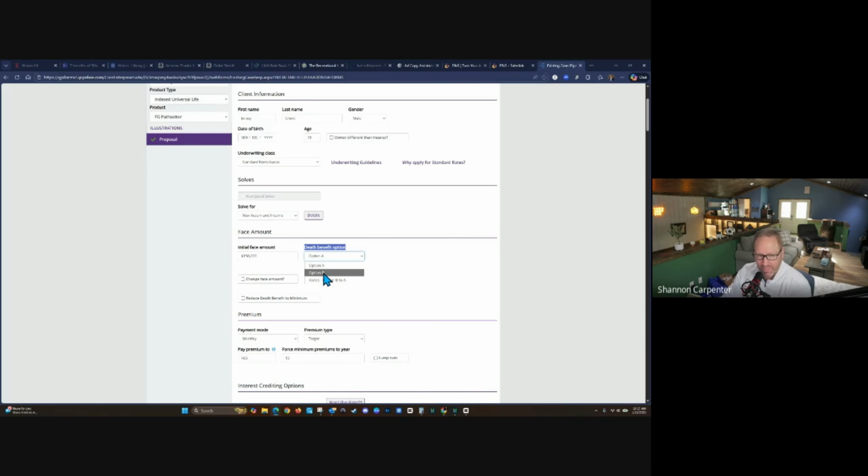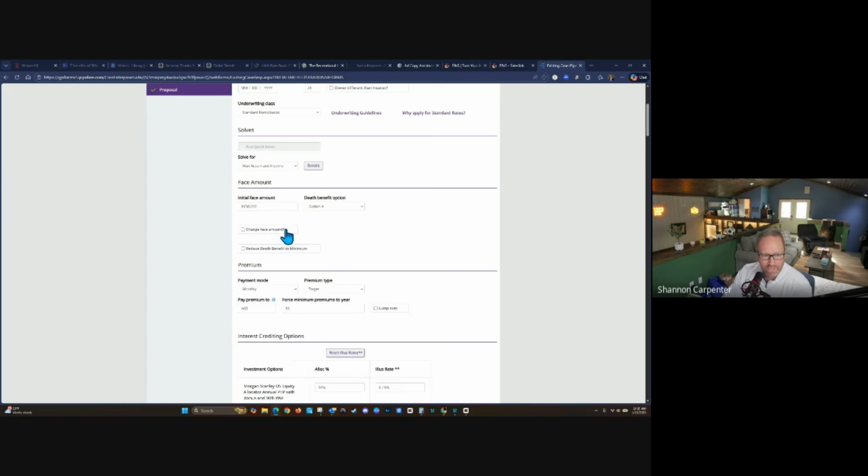B is increasing. And then if there is ever an option C, it's increasing to level. If there's ever an option C, that's what you want. So most companies are going to call it A, B, or C. Some will call it a return of premium here. Some call it optimal switching, Transamerica. And then some don't even have this option, Mutual of Omaha. It's A or B only.